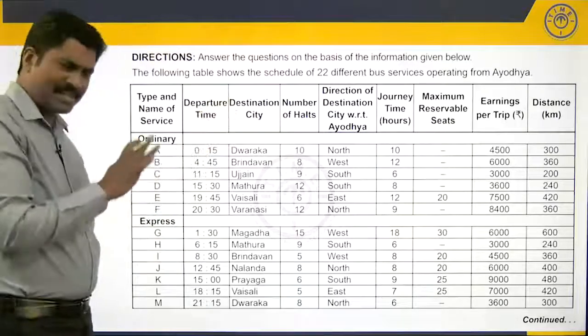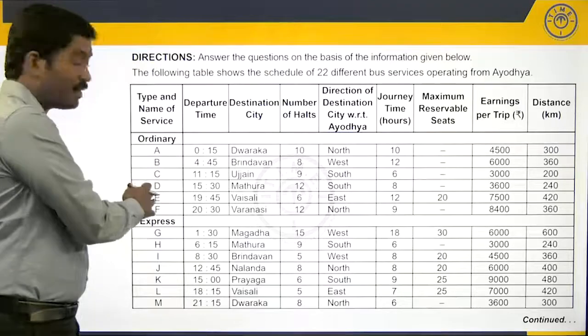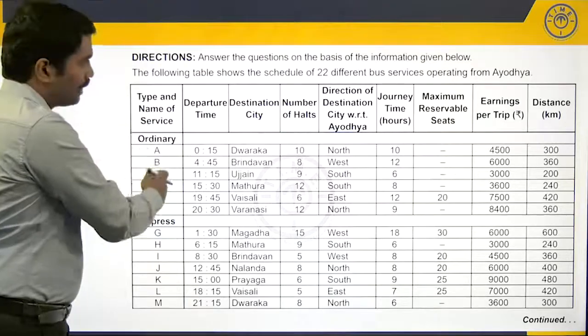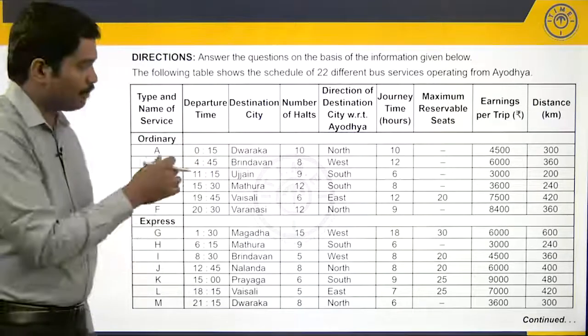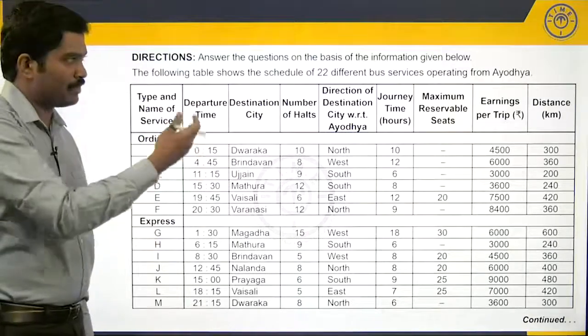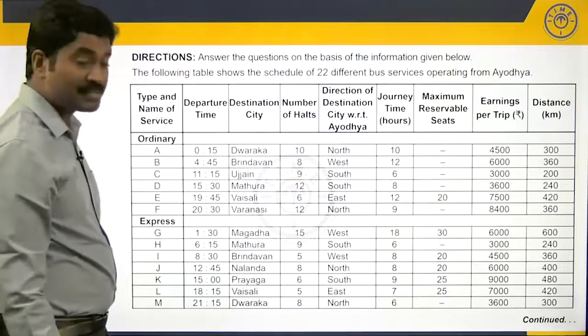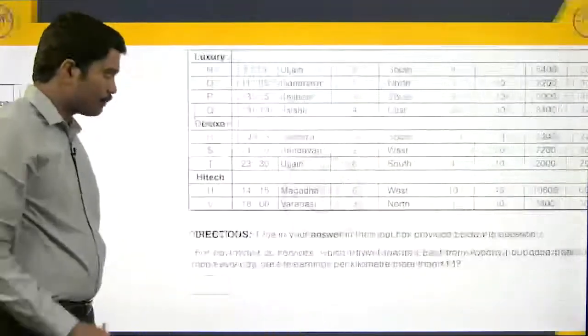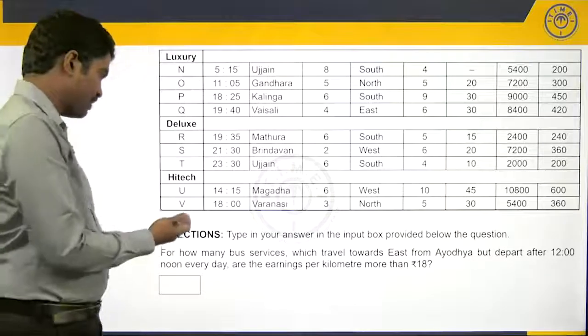So we understand what the table is. What kind of a service is it? Which bus is it? Which trip is it? The time, the number of halts, destination city, direction, journey time, maximum revenue, earnings per trip, and the distance. In some places, we also have the maximum number of reservable seats. Now, looking at the questions, there's nothing else we could do from this alone.